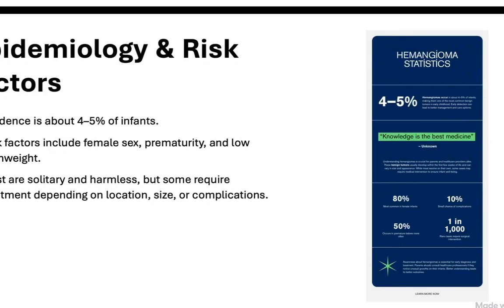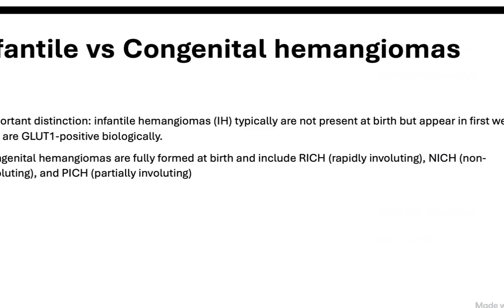While the incidence has been increasing lately, it has reached 4 to 5% of infants. The risk factors include female sex, prematurity, and low birth weight. Some research has shown that even perinatal hypoxia increases the risk as well. Hemangiomas are mostly solitary and harmless, but some require treatment depending on their location, size, or the complications they are causing. There are two major forms of hemangiomas in the pediatric population.